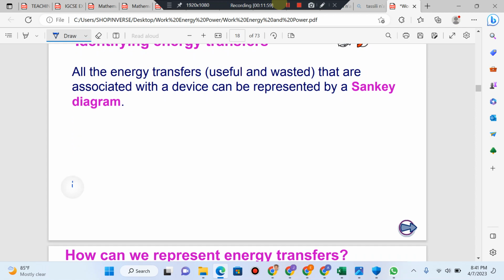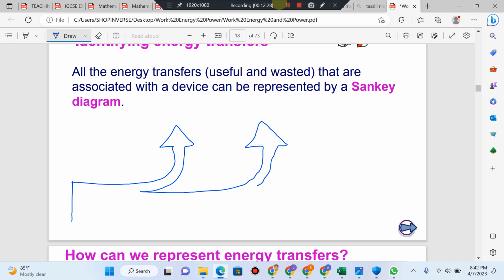If you decide to draw the Sankey diagram of the car, you have chemical energy as the input. Then some energy will be wasted in what form? In the form of heat. Also, some energy will be wasted in the form of sound, and the output goes this way.